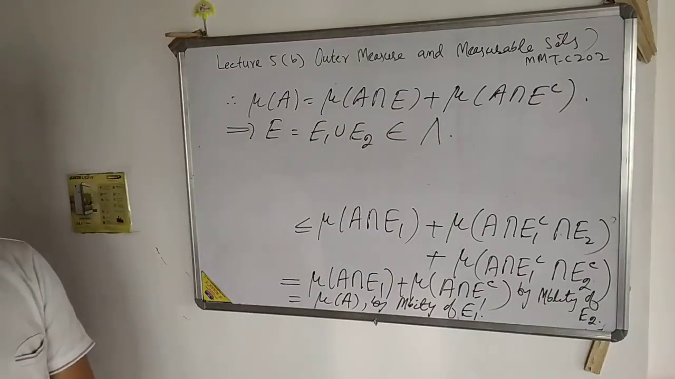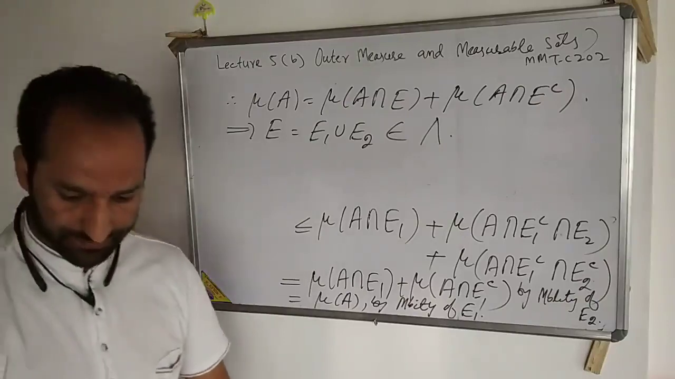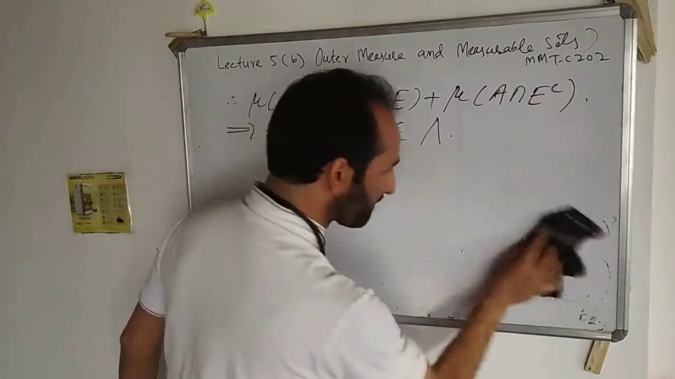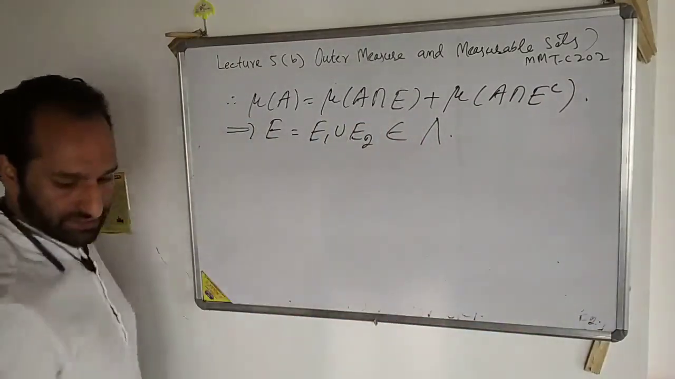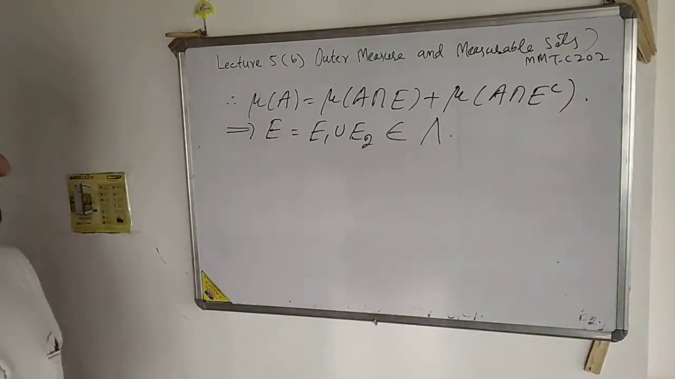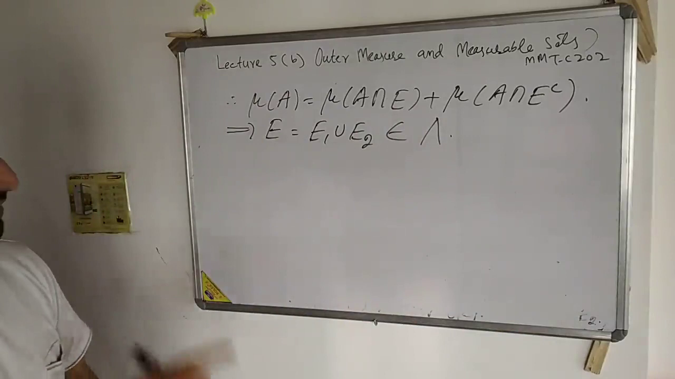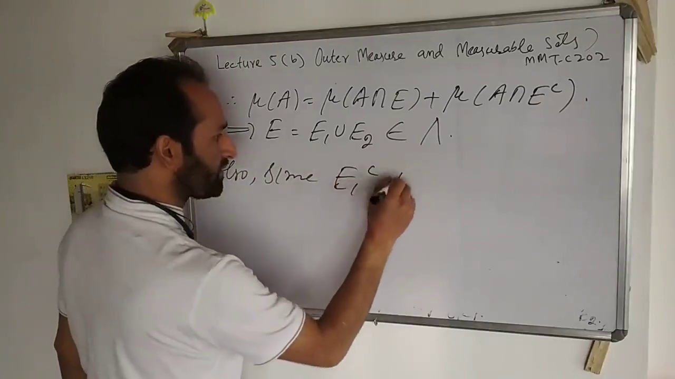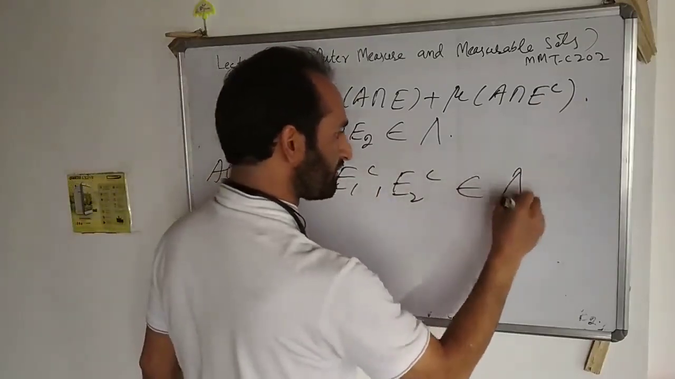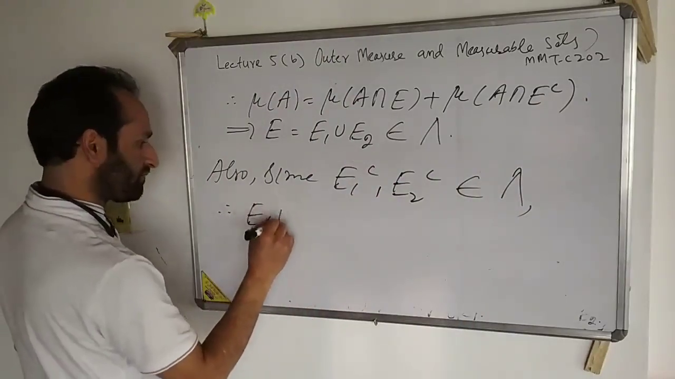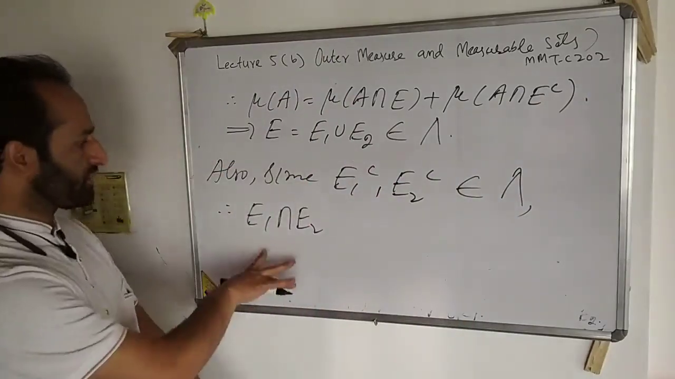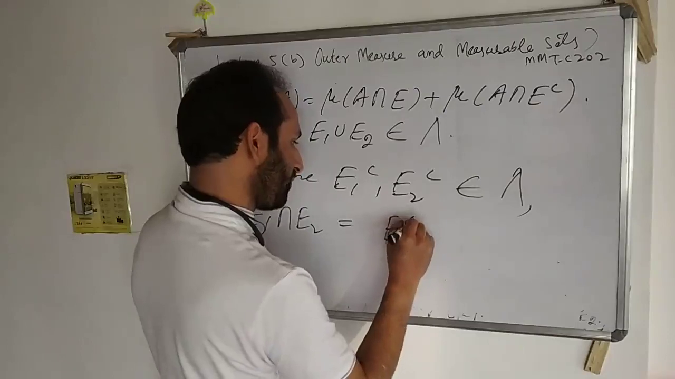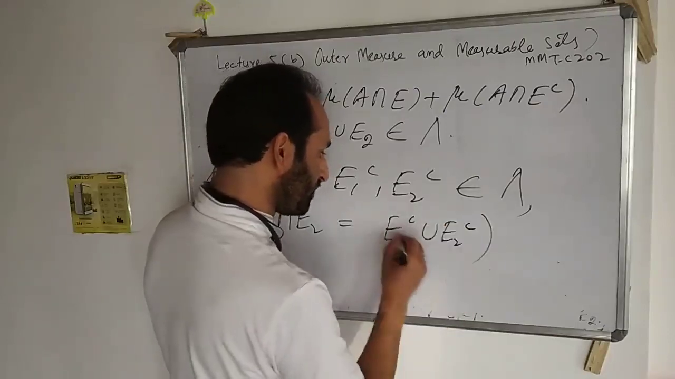So therefore lambda is closed with respect to finite unions. This also proves it's closed with respect to finite intersection, because we know that whenever E1 and E2 belong to lambda, then their complements are also in lambda. It's already discussed. Also, E1 complement and E2 complement belong to lambda. So therefore E1 intersection E2, I will show that this is also a member of lambda. It's equal to E1 complement union E2 complement, whole complement.